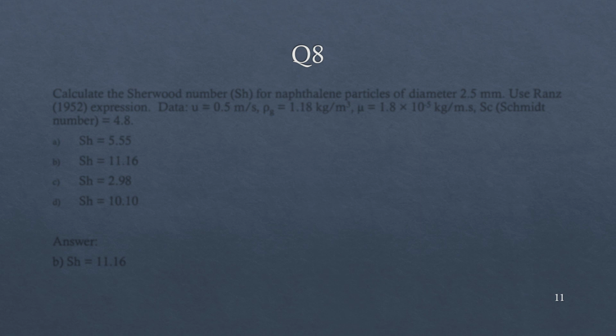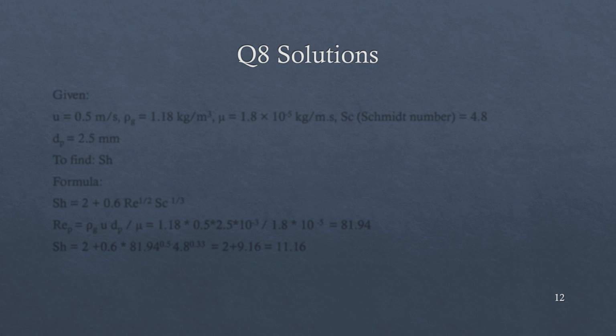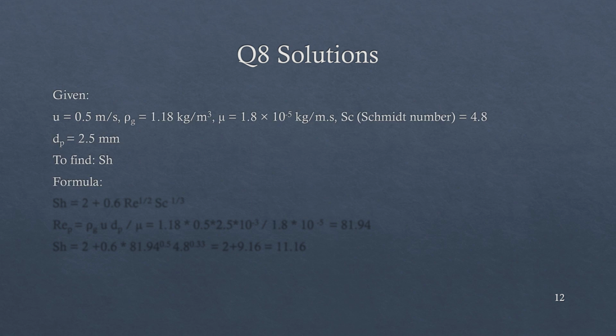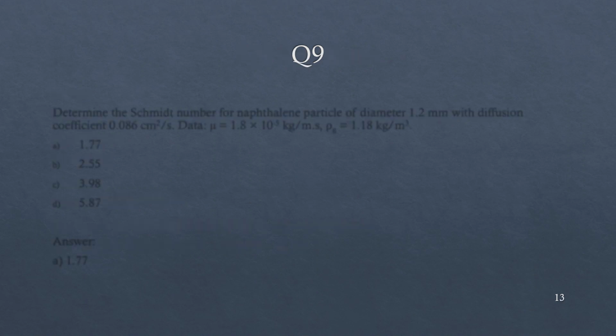And we were asked to calculate the Sherwood number for naphthalene particles by giving the fluid velocity, density of gas, viscosity of gas, and diameter of the particles. We are using Rand's expression. We saw how to calculate it using this given formula, where the Sherwood number is equal to 2 plus 0.6 into Reynolds power 1 by 2, Schmidt's power 1 by 3. On substituting all the given values, we are getting the Sherwood number as 11.16.